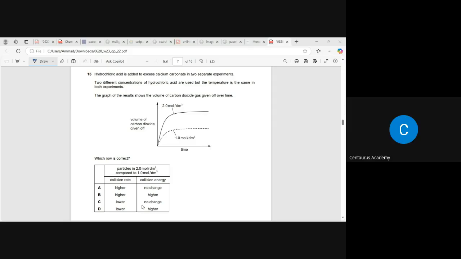Okay, the next question: hydrochloric acid is added to excess calcium carbonate in two separate experiments. Two different concentrations of HCl were used, but the temperature is the same for both. The graph of the results shows the volume of carbon dioxide gas which is given off. Which row is correct? Particles in 2 moles per decimeter cube compared to 1 mole per decimeter cube. Will the particles at greater concentration have a higher collision rate or a lower collision rate?